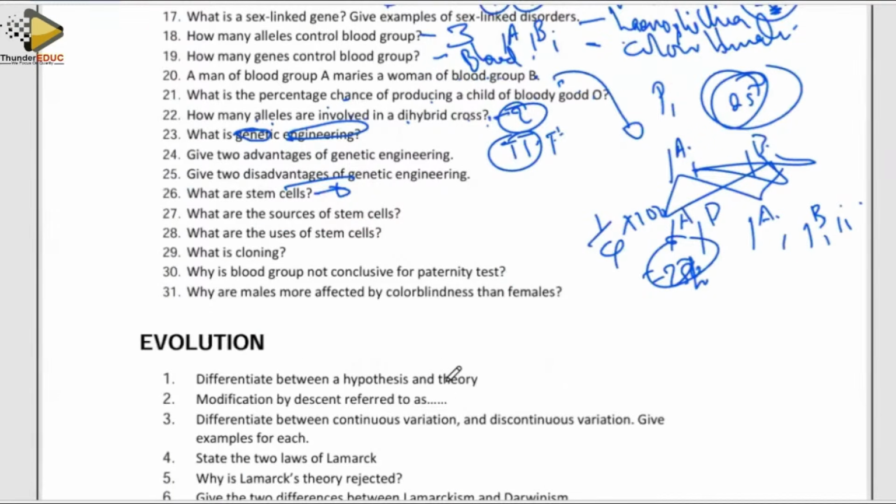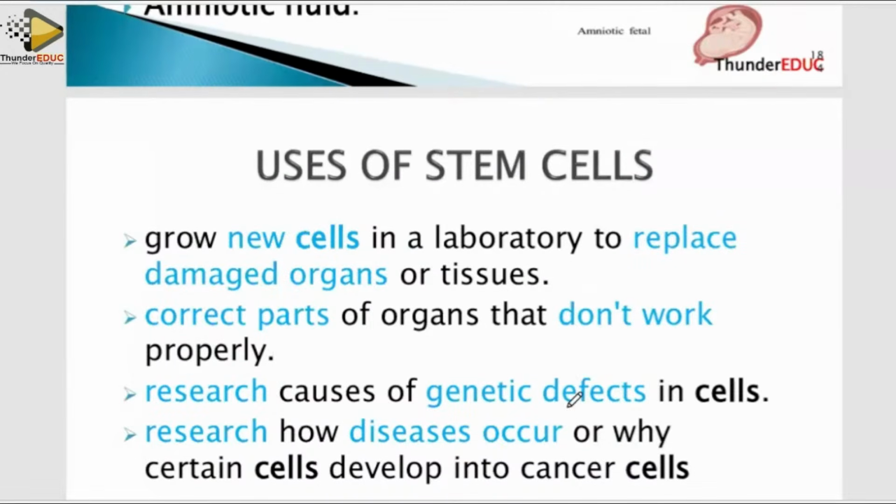Then they're asking, what is cloning? This is the production of identical organisms. How do we do that? We use what we call biotechnology. Please make sure that you know this; I explained it and I don't want to repeat it too much.